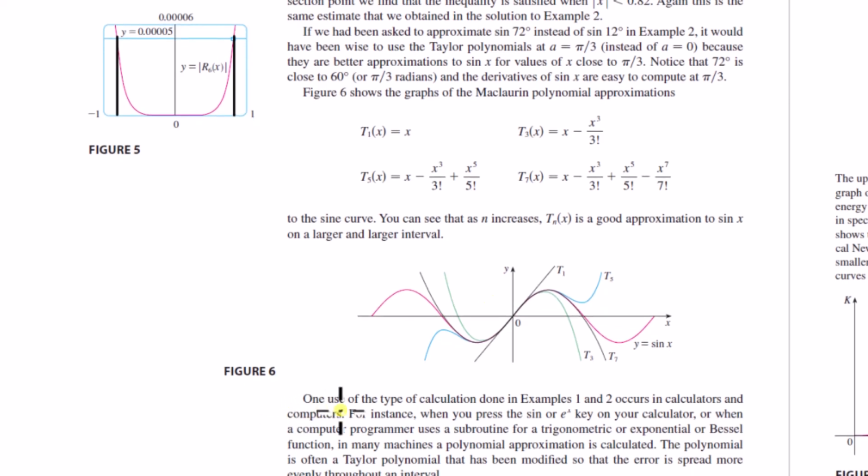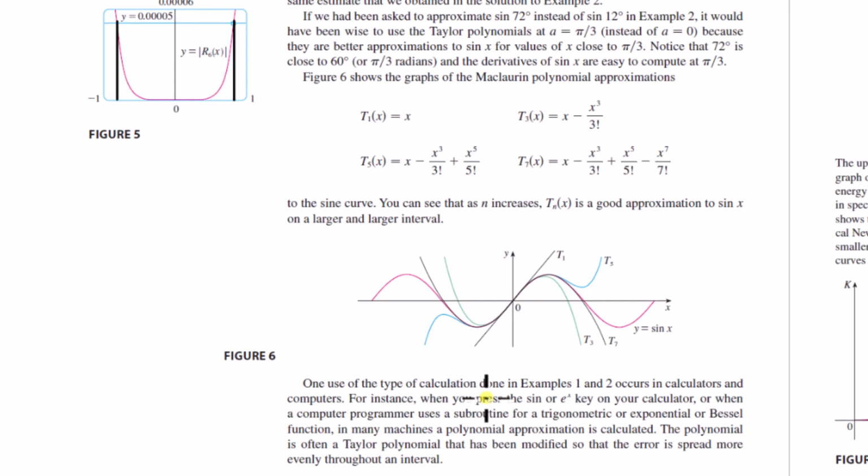Okay, one use of the type of calculations done in these last two examples occurs in calculators and computers. For instance, when you press the sine or e to the x key on your calculator, or when a computer programmer uses a subroutine for a trigonometric or exponential or Bessel function, in many machines a polynomial approximation is calculated. The polynomial is often a Taylor polynomial that has been modified so that the error is spread more evenly throughout an interval.